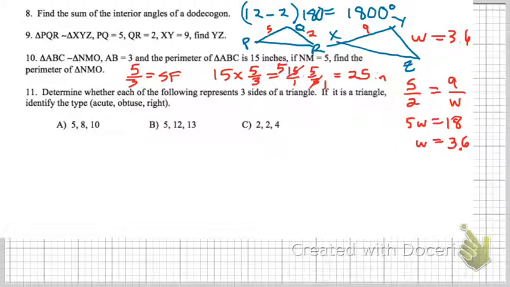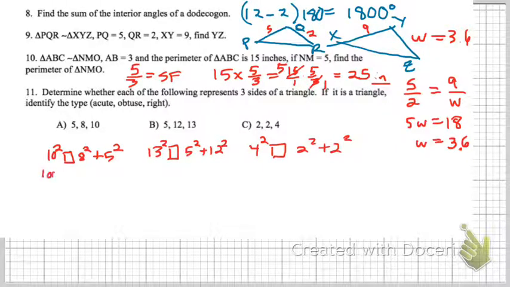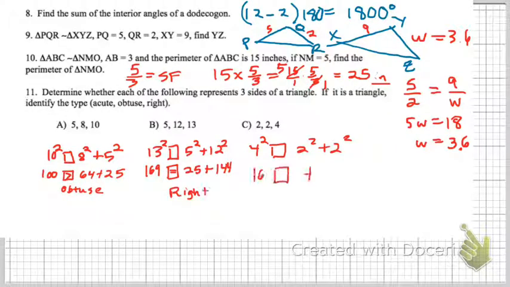Number 11 is about determining what kind of triangles we're dealing with. So I'm going to go ahead and let that unfold, see the different setup. Remember, you do the longest side squared compared to the other two sides squared and added. So the longest side squared in each case. If it's greater than the other two, it's obtuse. Equal, it's right. Greater than, obtuse. So we have two obtuse and a right.